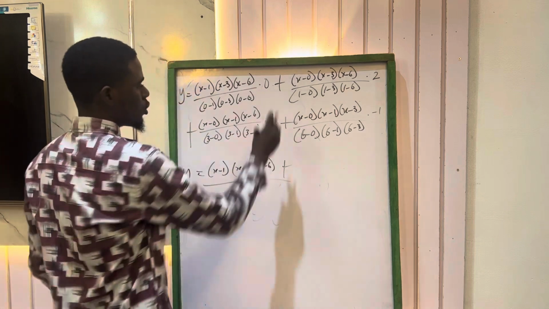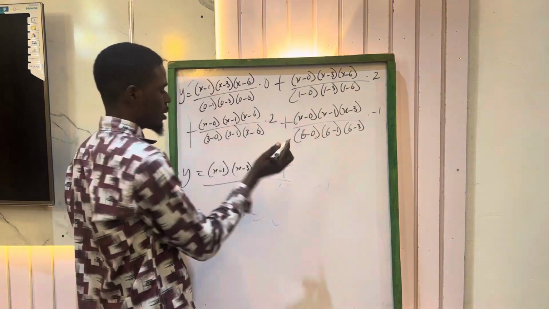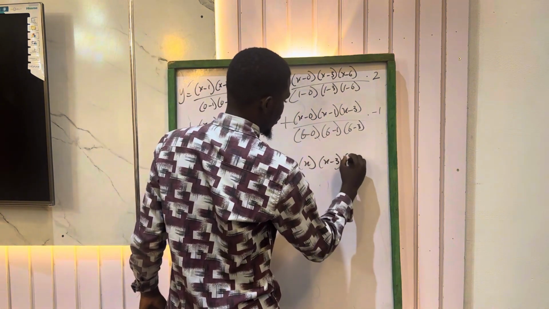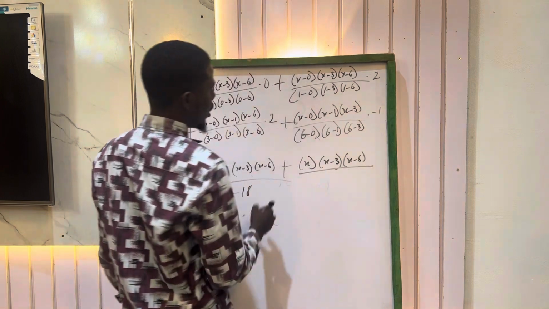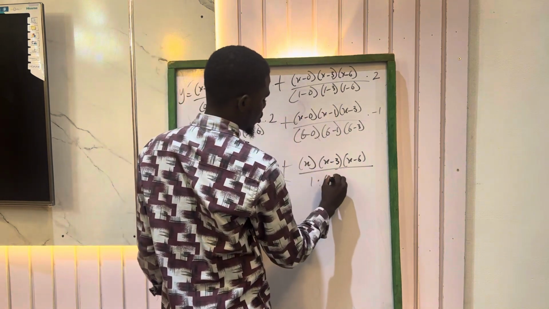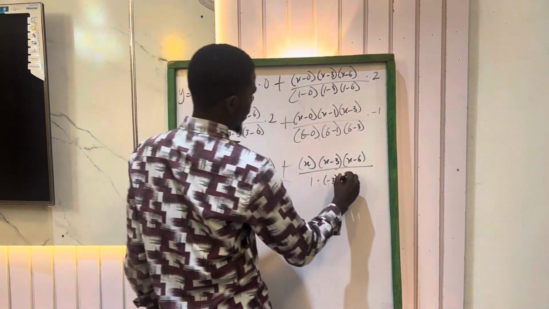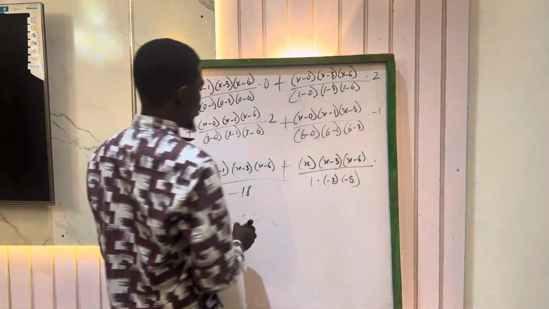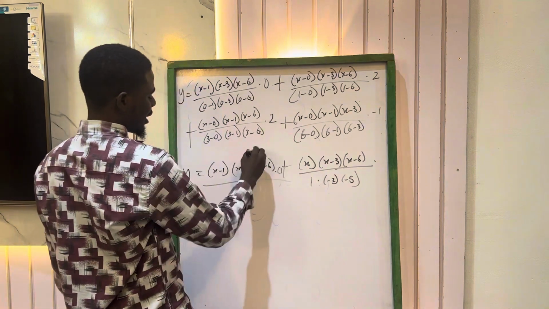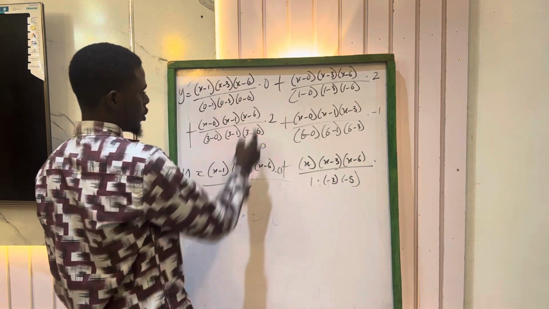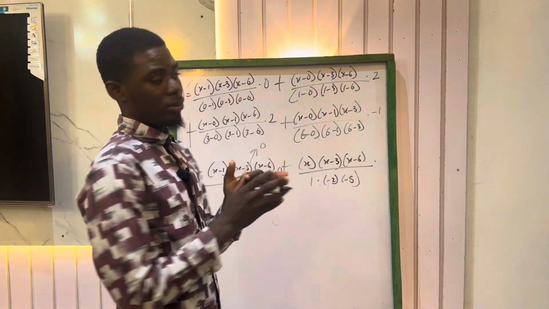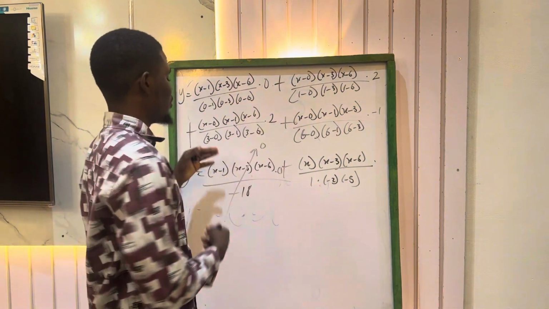We're going to have plus x, since x minus 0 gives us x, multiplied by x minus 3 multiplied by x minus 6, all over 1 minus 0, which is 1, times 1 minus 3, which is minus 2, then 1 minus 6, which gives us minus 5. Also, don't forget that all this is multiplied by 0, so this entire term tends to 0, because 0 is multiplying it. You might not even need this term in the final answer, but just to follow it step by step, we include it there.